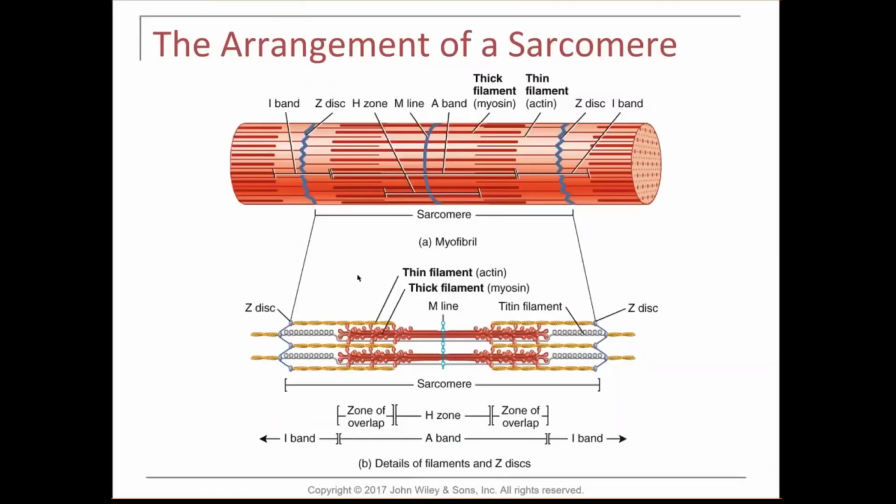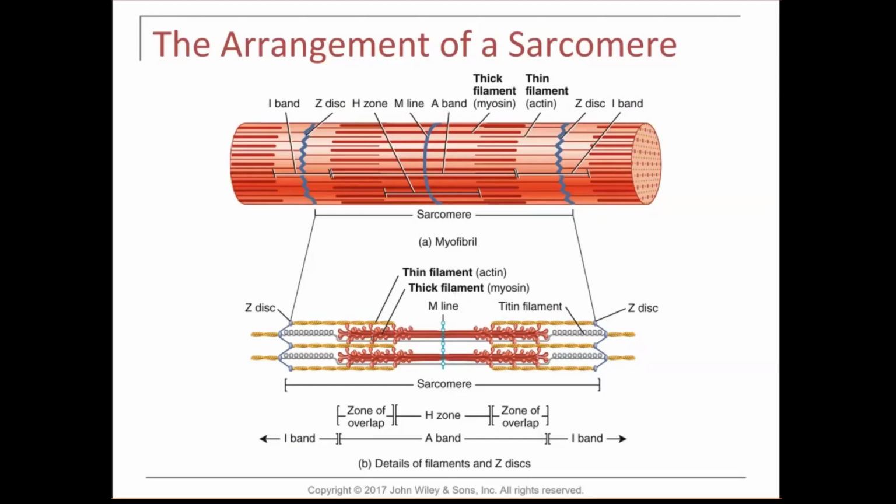A sarcomere basically just runs from Z disc to Z disc, and it's made up of thick and thin filaments, as well as some structural proteins. The thick and thin filaments, known as actin and myosin, myosin being the thick filament, actin being the thin filament, these are the contractile proteins that make up your sarcomere. Okay? Actin and myosin. Keep these in mind. Actin is a thin filament, myosin is a thick filament.